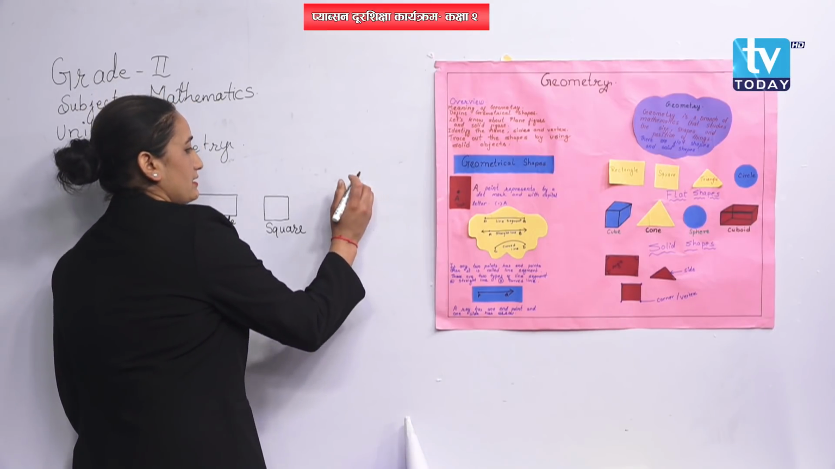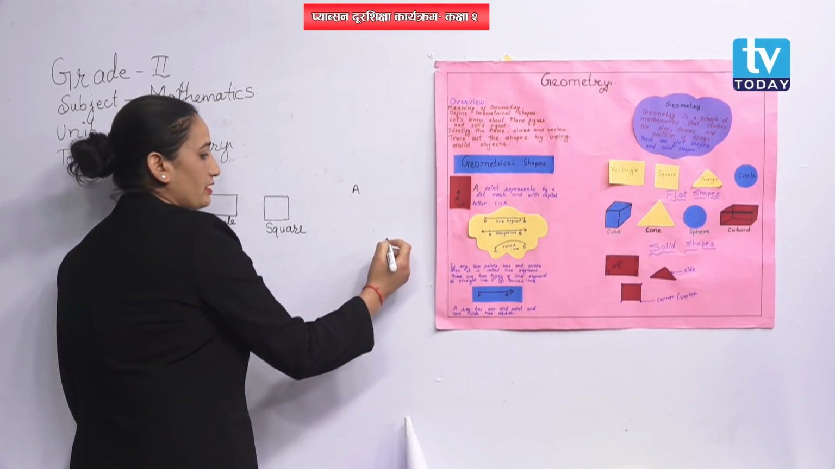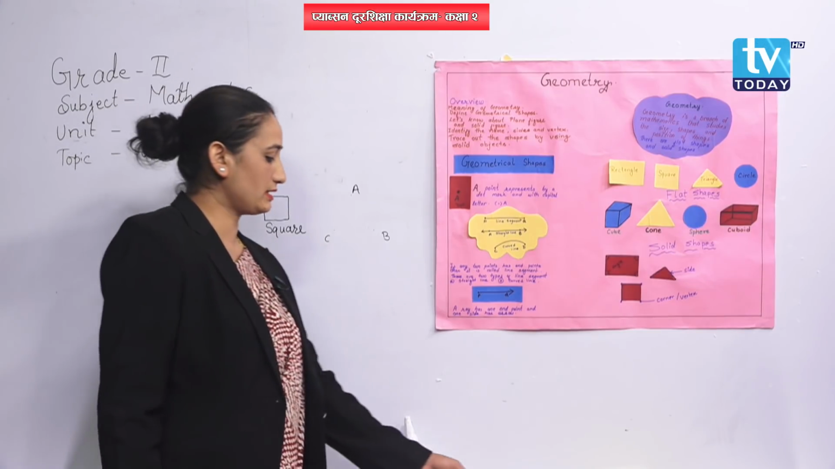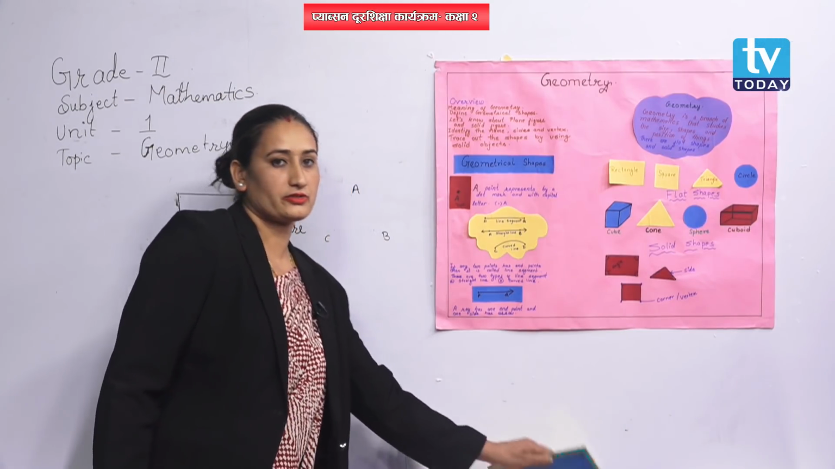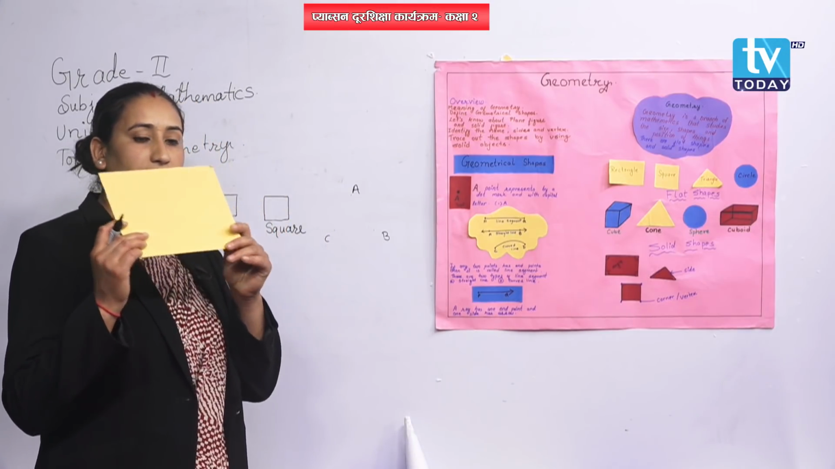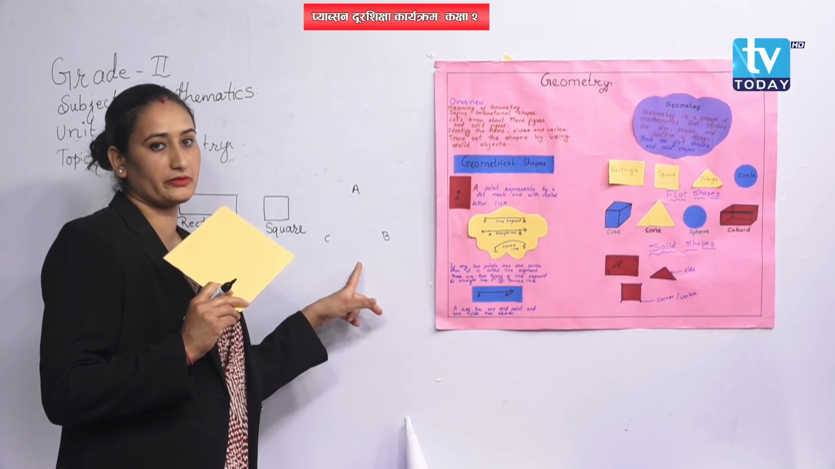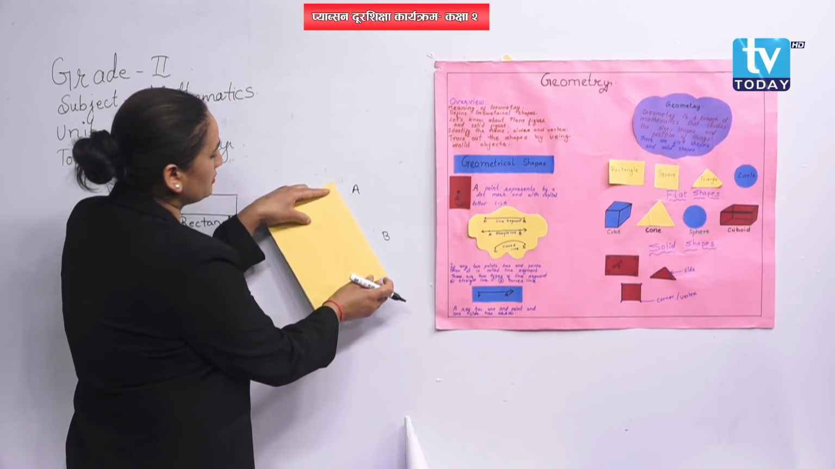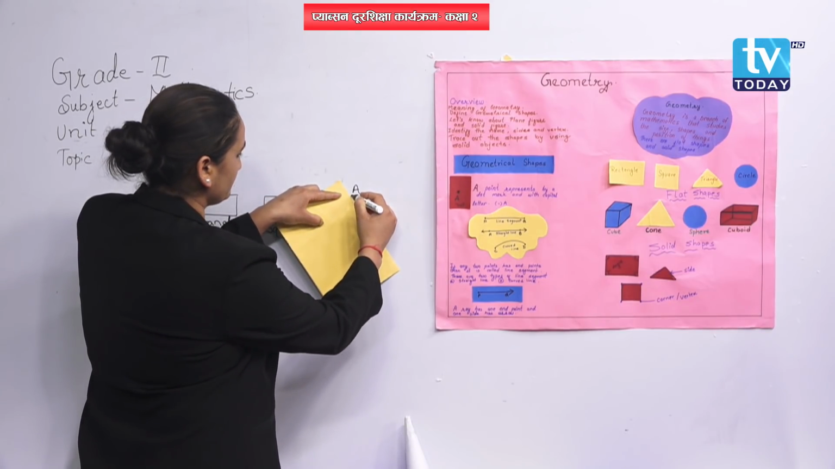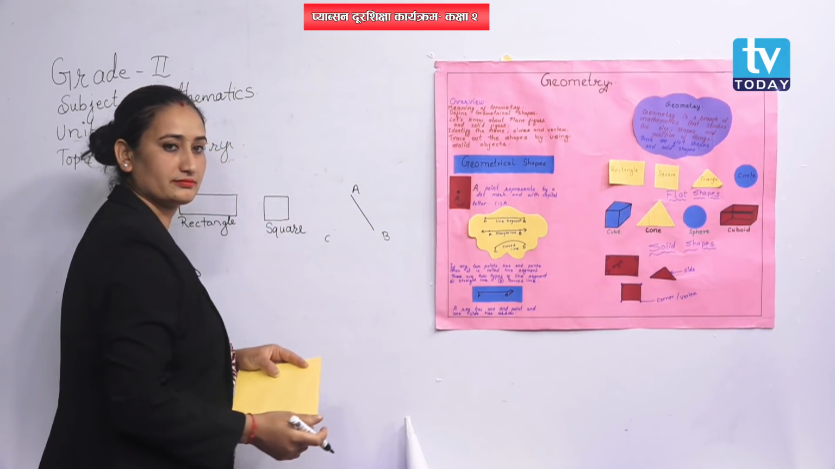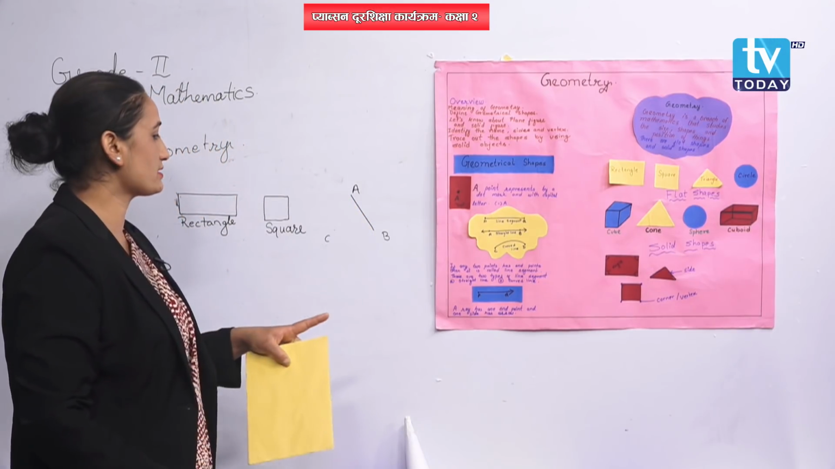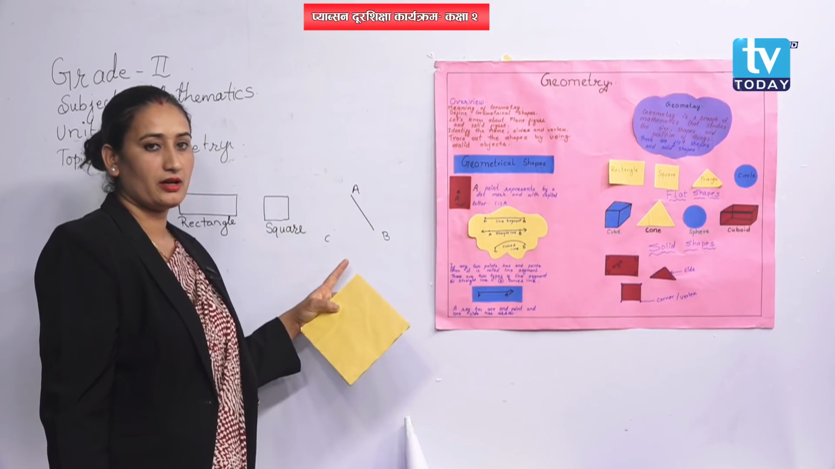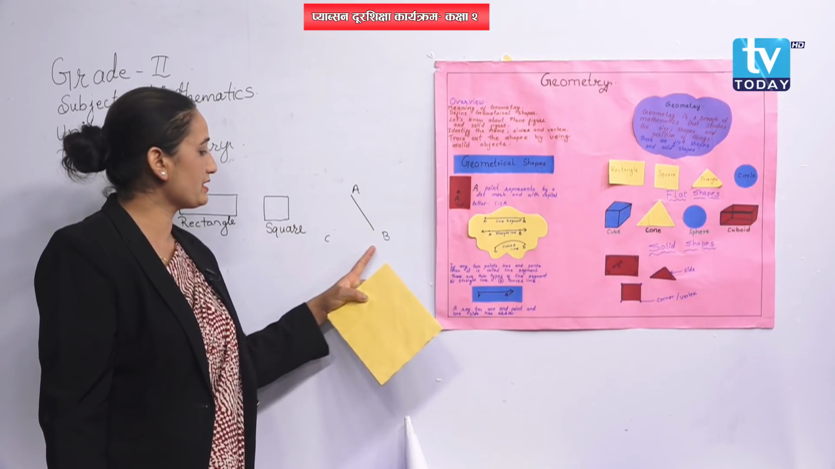So the first one, let's put a capital letter A, the second is B, and the third one is C. Now, with the help of your skill, you can use your ruler. I have a ruler in my hand, and with its help I'm drawing a straight line over here. Please join the dot points A and B. Have you done it? Good job. Now second, you can join either AC or BC.